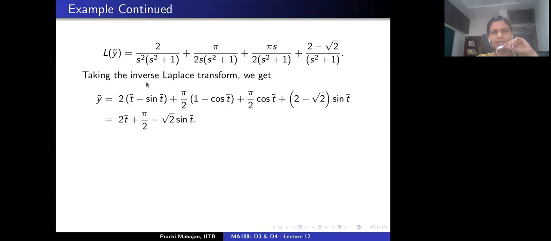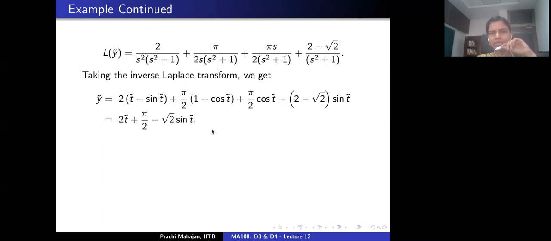This turns out to be the Laplace transform of the function t tilde minus sine t tilde. Now 1 upon s by s square plus a square was also worked out last time. This is the Laplace transform of 1 minus cosine t tilde. Now this is easy: s by s square plus 1 is the Laplace transform of cosine t tilde. And this is also easy: 1 upon s square plus 1 is the Laplace transform of sine t tilde.